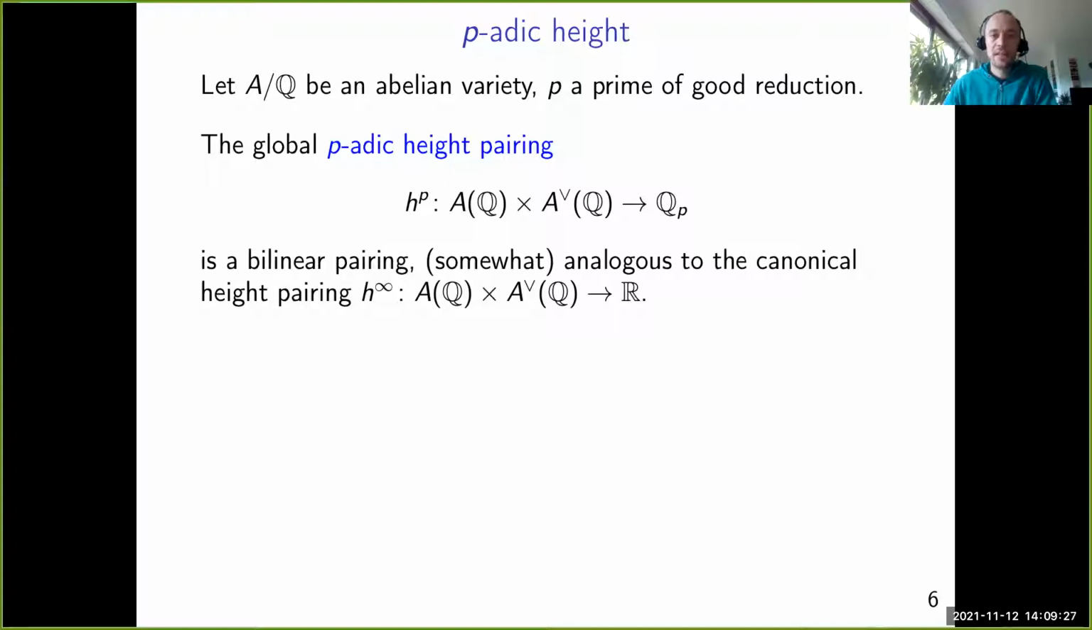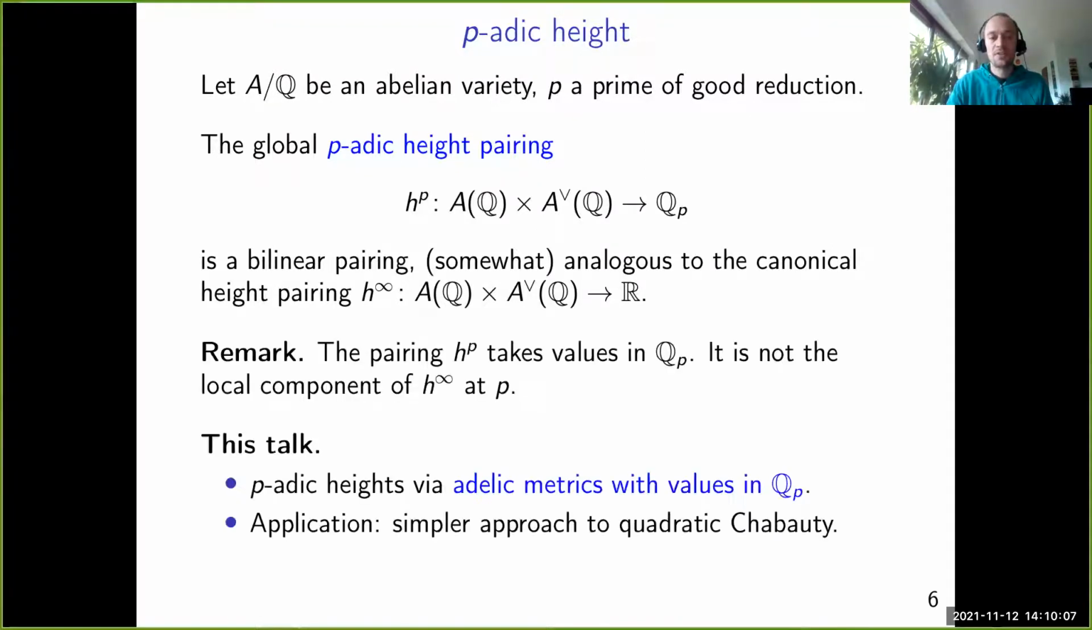And so there's a global P-adic height pairing H_p on A cross A dual into Q_p, which is a bilinear pairing, which you should think of, if you haven't seen it before, as some P-adic analog of the canonical or Néron-Tate height pairing, which here I denote by H_infinity, and which is real valued. It's somewhat analogous, although there are no Northcott properties, and that doesn't really make sense in the P-adic world. But it is a bilinear pairing, and it's analogous in the sense that many constructions of the canonical height pairing also work to construct a P-adic height pairing. Well, you have to change them a little bit.